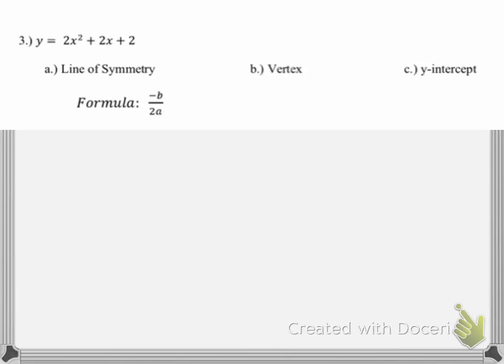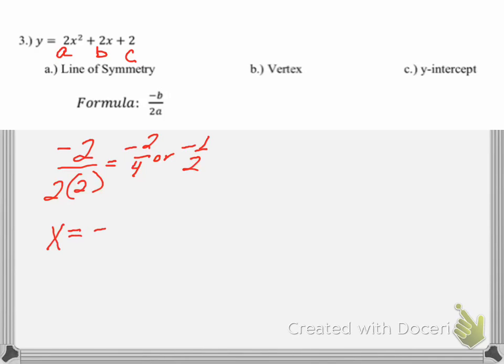All right, so this last one, number 3, why don't you guys try doing this one solely on your own? So my b value, so let's label these a, b, and c. So I would do the opposite of b all over 2a. And so that's going to give me negative 2 over 4, or that's just negative 1/2. So my line of symmetry is x equals negative 1/2.